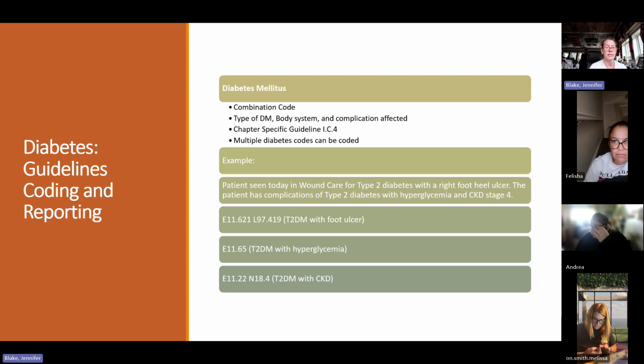So when we go to code for this, okay, it's going to tell us that we need to code type 2 diabetes with a foot ulcer. We have to then code for the hyperglycemia for type 2 diabetes. And then we also have to code type 2 diabetes with the chronic kidney disease. So for something like that, where they're coming in with the foot ulcer, but they also have complications of hyperglycemia and CKD, that's 3 things. So we have 3 separate codes that are needed. And again, your book will tell you that you need to do that.